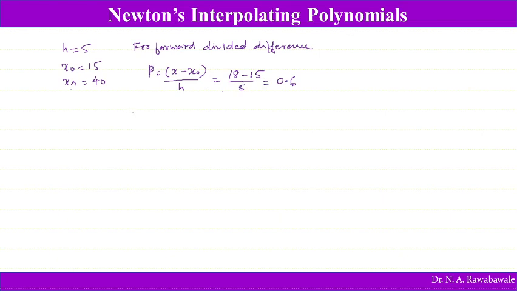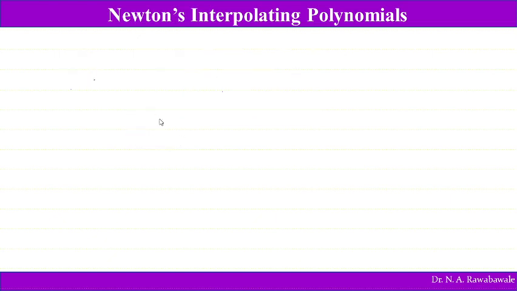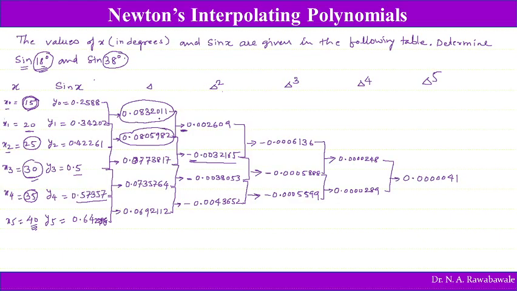Then for backward divided difference, p is equal to x minus xn divided by h. The x value we know. For backward divided difference, we want to find that x is equal to 38, so for the lower value, here it is 38.